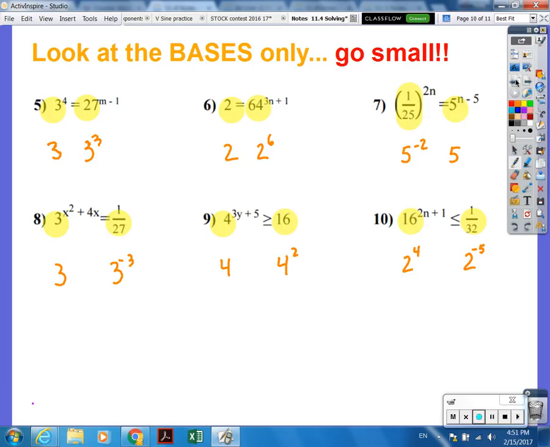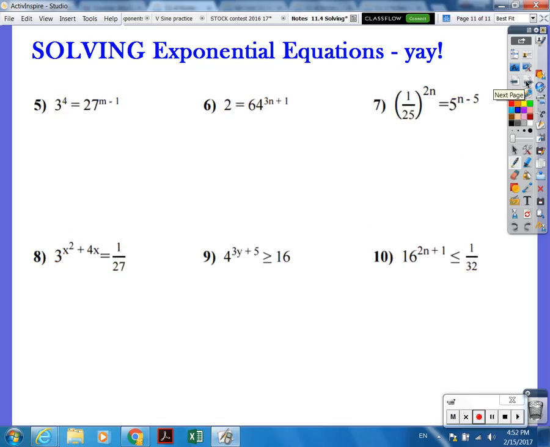And when you start, what you have to do is just focus on the bases, and you want to go small. So when you see things that are powers of 3 and powers of 2 and powers of 5, powers of 4, you need to think about, how do I go small? Something happens in 7 and 8 that you might want to think about also. 25 is 5 squared. If it's under 1, it means you have a negative exponent. 27 is 3 cubed, so 1 over 27 is 3 to the power of negative 3. So you do need to know your arithmetic and your powers of 2, 3, 4, and 5. Once we know that, we can move on to the big problems.